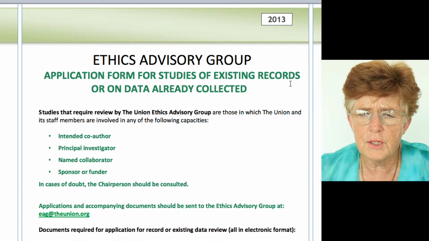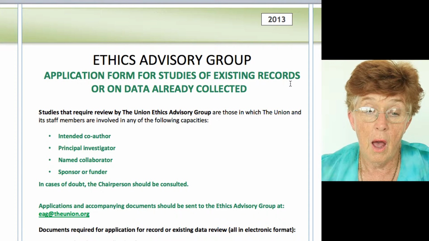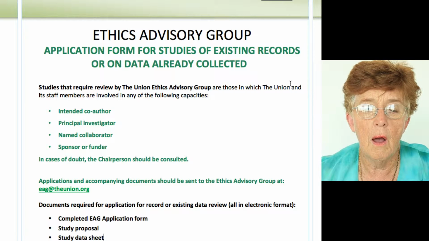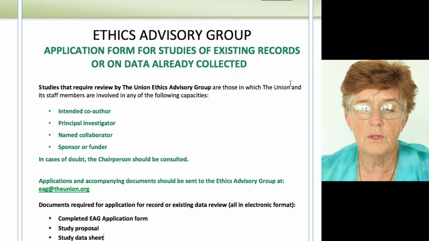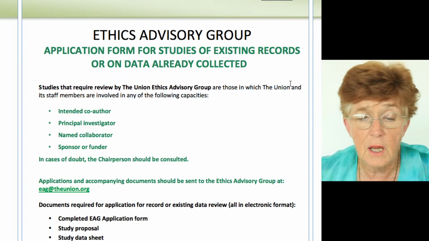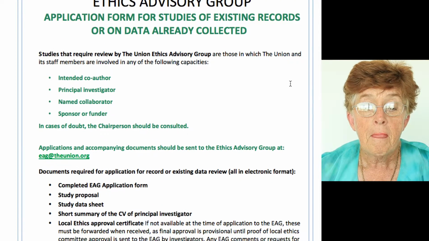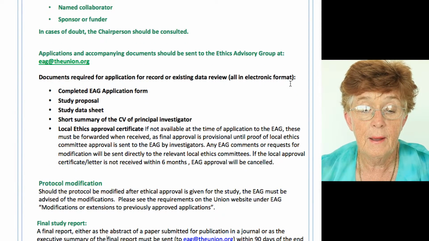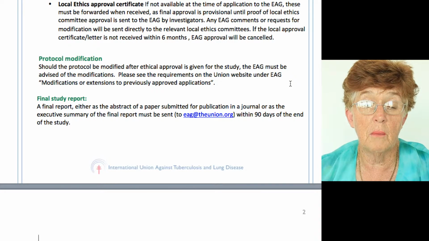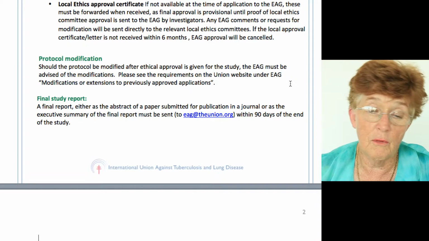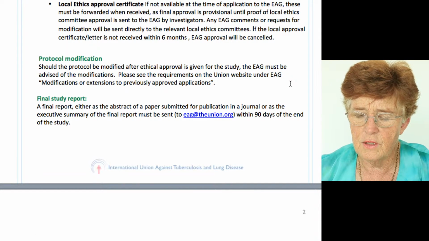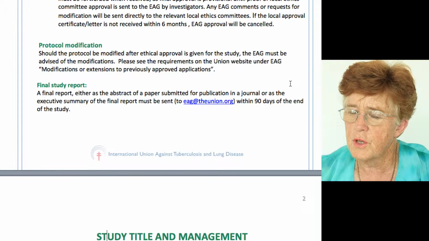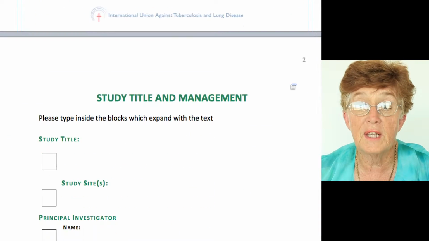The first page is just in the form of an instruction. What studies should be applied for to this group: where the union or staff members are involved as intended co-authors, principal investigators, named collaborators, sponsors, or funders. The second bit is what needs to be completed and what we expect to see. In the event of protocol modification, there's another little form where we need to know what the modifications are, and just to remind you that the final study report needs to be sent within 90 days of the end of the study. So page one is just for reading and noting.